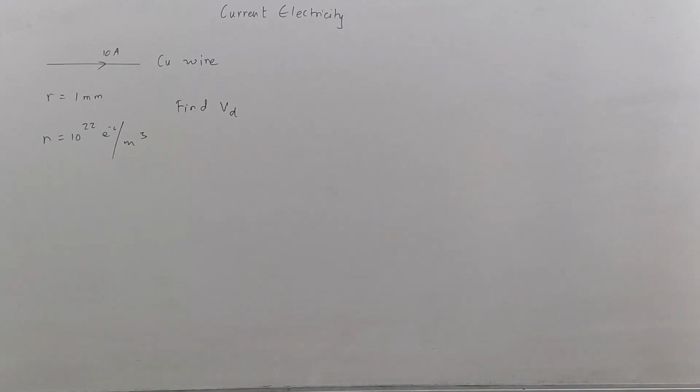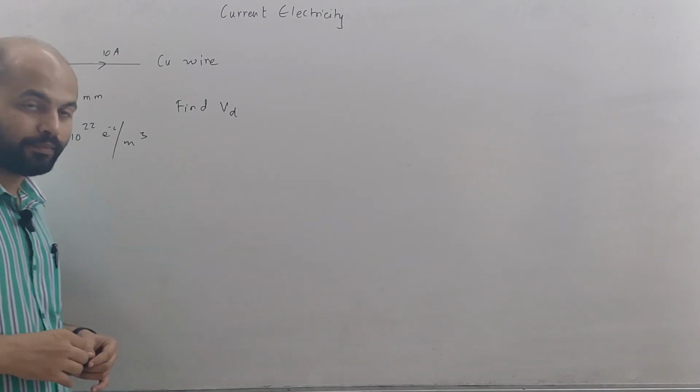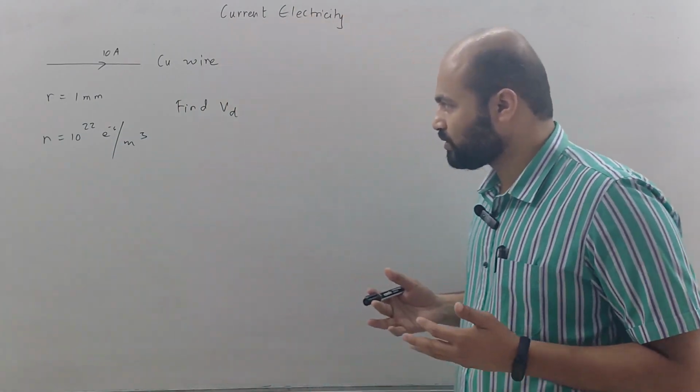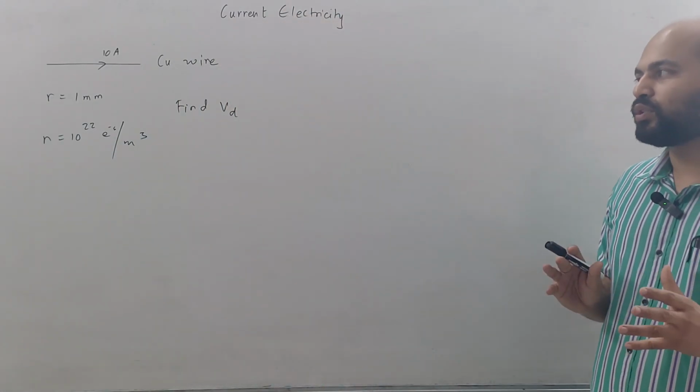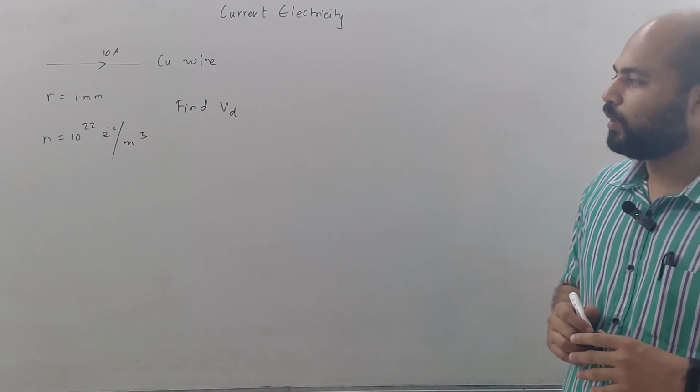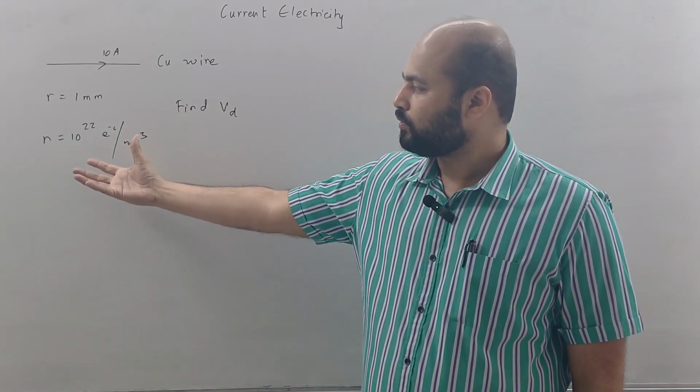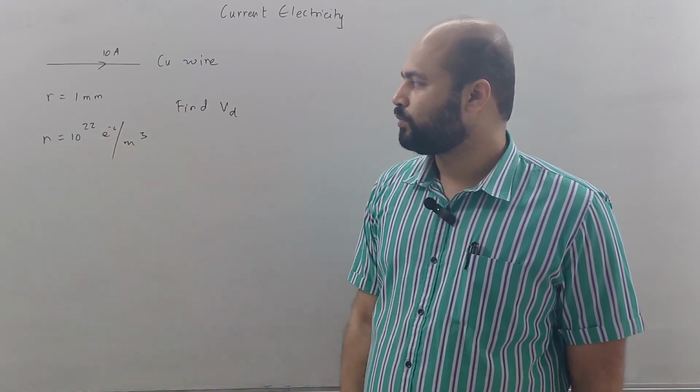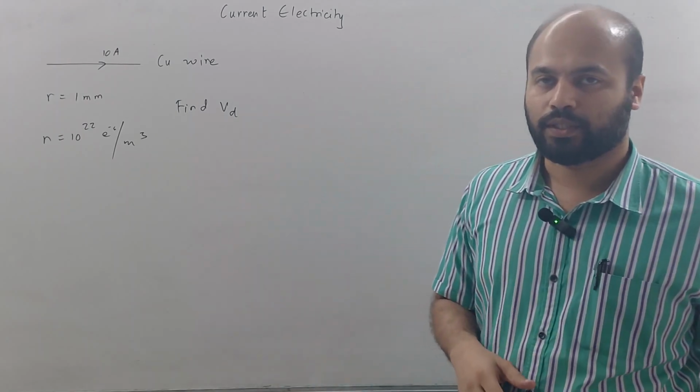So the next question is a recent NEET question which says that there is a copper wire in which a current of 10 amperes is flowing. And what information is given to us? The radius of the cross section is 1 mm. The number of electrons per unit volume is 10 raised to 22. We have to find the drift velocity.